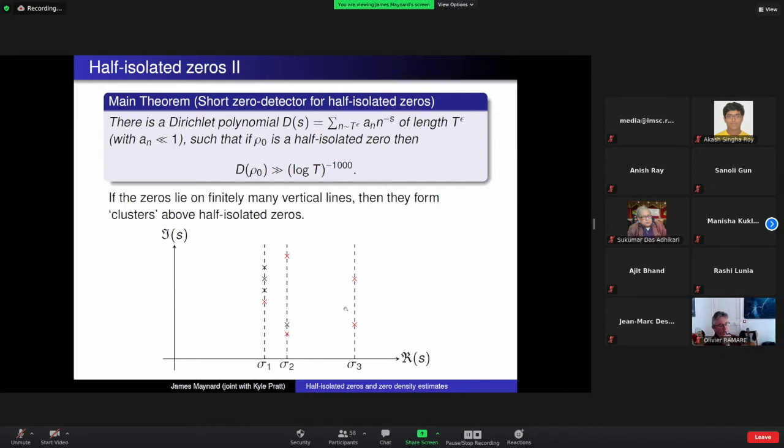So in this diagram, you're supposed to be thinking about there being 3 vertical lines, sigma 1, sigma 2, and sigma 3, and the red crosses are supposed to denote half isolated zeros where there's no nearby zero below them, and the black crosses are not half isolated zeros, but they must all be occurring in some cluster above a half isolated zero.